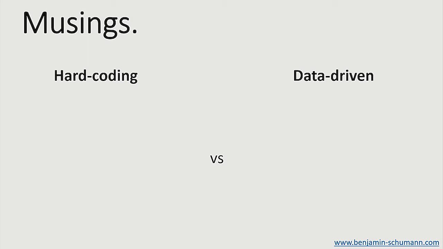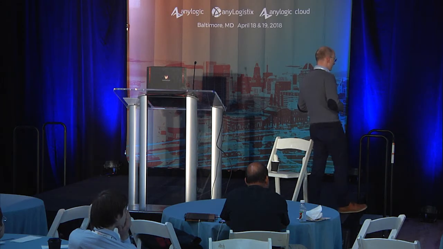Good, another one, hardcoding versus data-driven. So what I mean by that is when you do your volcano model, very often you just get into it, you want results quickly. Somebody says a volcano erupts every 60 years or something, and you just write that into the model. Every 60 years, please volcano erupt.